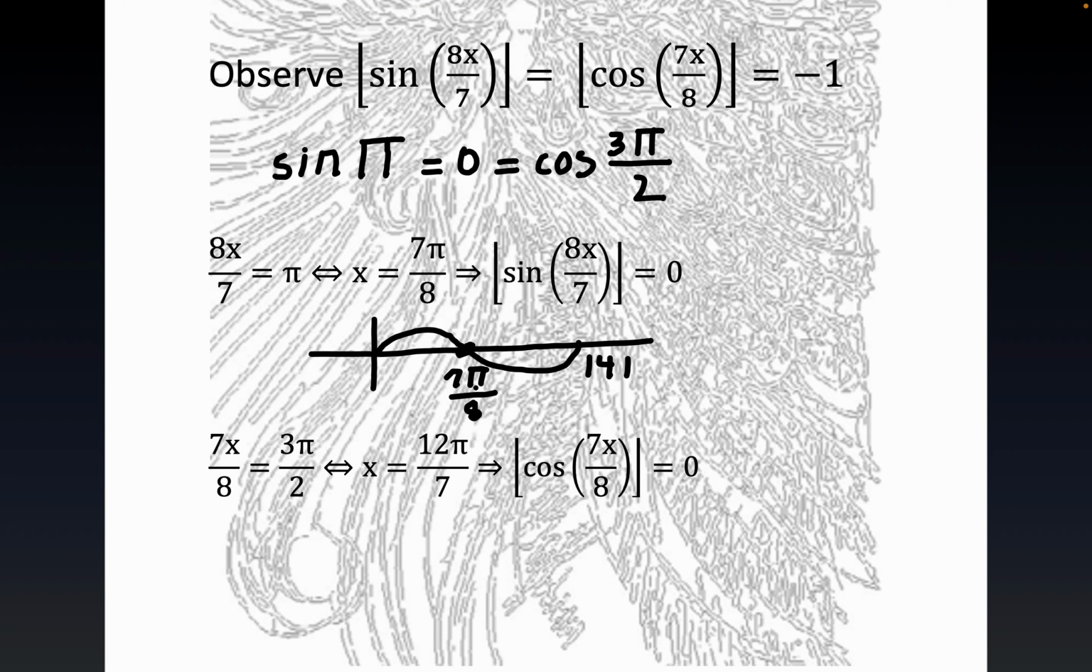Anything between 7 pi over 8 and 14 pi over 8 would have a floor of -1. If you're at any point in this region, remember this is bounded above by 1 and below by -1, right here, -1 and 1 right here. So if you're a number between 7 pi over 8 and 14 pi over 8, you're going to have a floor of -1, which is what we're talking about right here.